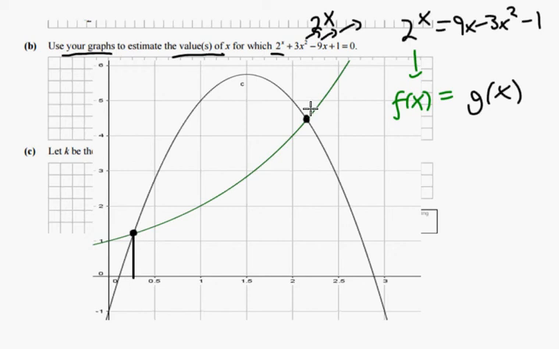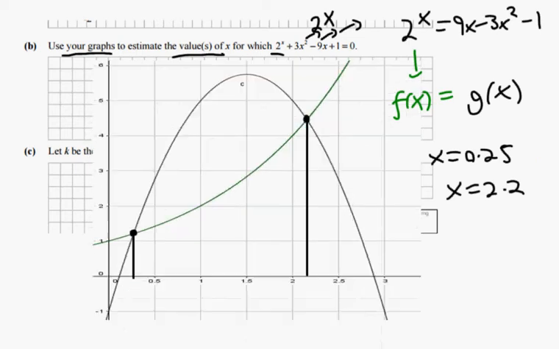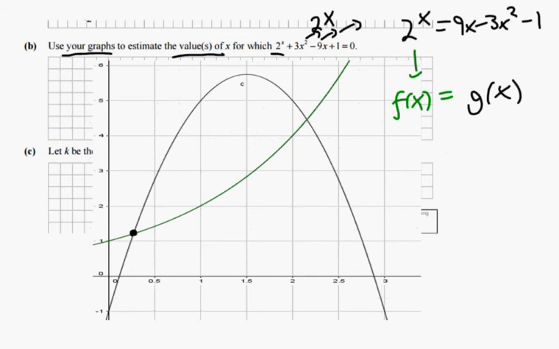We're going to scroll down here. Not 0.5. Say halfway between 0 and 0.5. X equals 0.25, and then the other one 2.2. You can see that done in the notes as well. Okay. Alright, guys. So we don't really need those two answers there now.